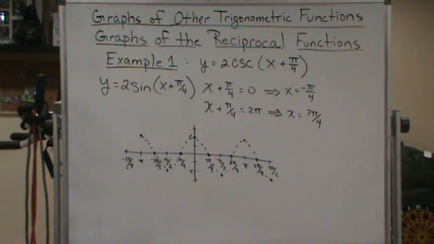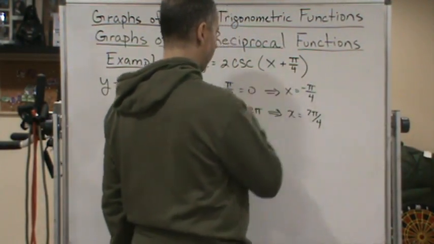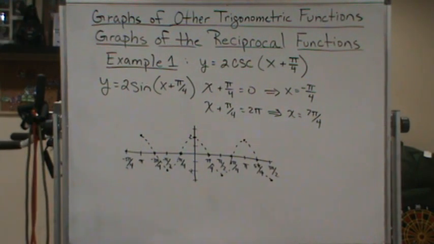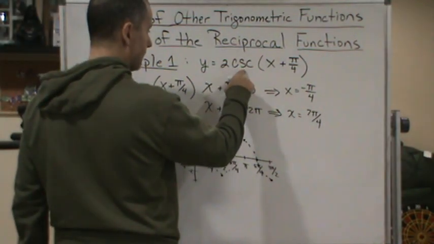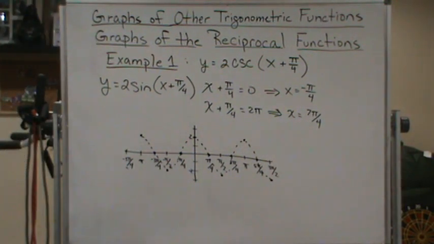Now here's where I'm going to assign the vertical asymptotes. Because we know the vertical asymptotes here are going to be what? Think about it. This is 1 over sine, so when sine is 0, there's going to be a vertical asymptote. So where is sine 0? Well, at negative pi over 4, at pi over 4, or not pi over 4, but hold on a second here.